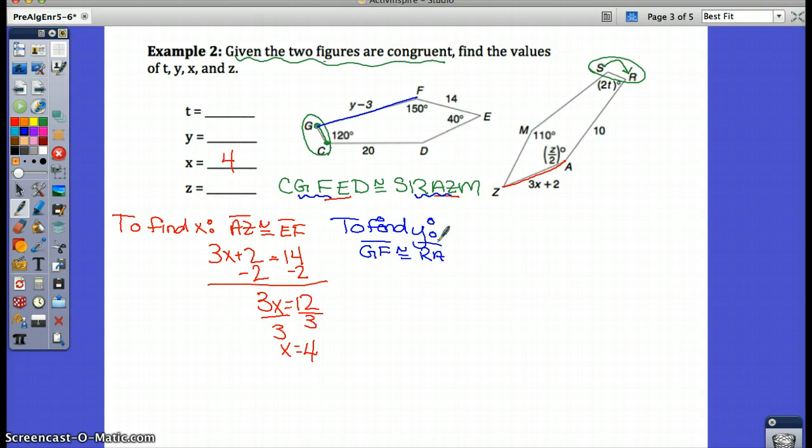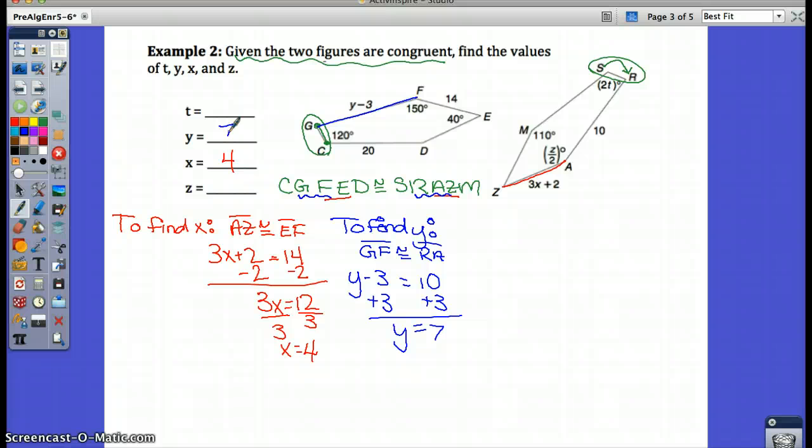Write an equation from that. If they're congruent, they have the same lengths. So y minus 3 is equal to RA, which is 10 over here. Solve for y. And we have two variables solved for. We have two angles then left to find, right? Two variables in an angle.